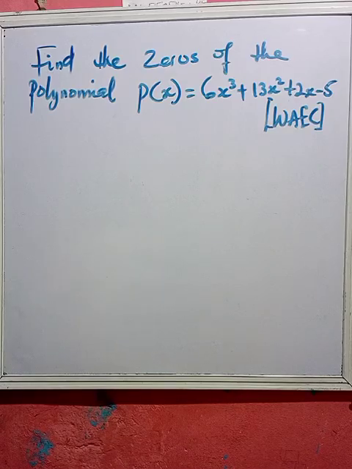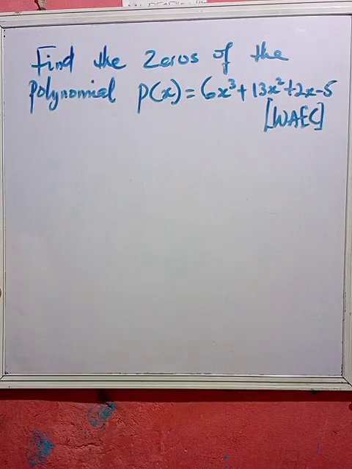The question on the board on polynomials now says find the zeros of the polynomial p of x equal to 6x cubed plus 13x squared plus 2x minus 5. This is from a past WAEC question. So let's go straight to solve this. What do they mean by find the zeros of the polynomial?